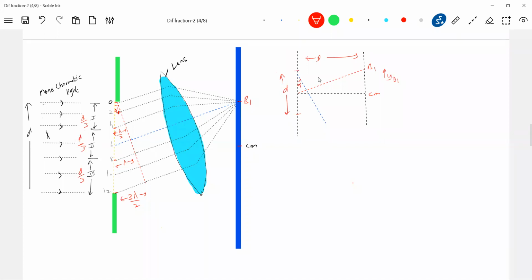This will be alpha 1. Okay, let's come to the different rays. What is the path difference between rays 0 and 4 at B1? The rays 0, 4, then you can write 1, 5, 2, 6, 3, 7, and 4, 8.